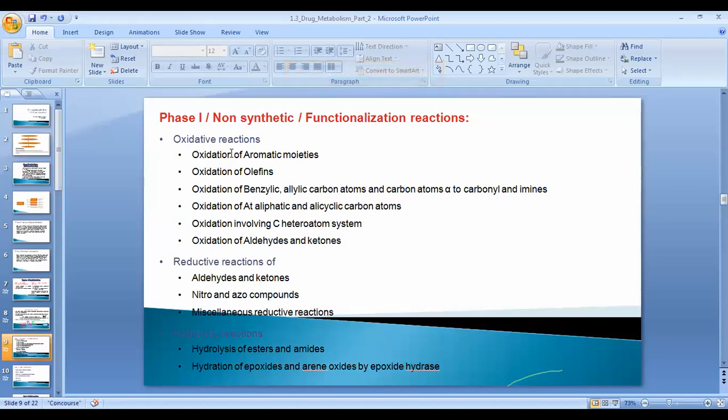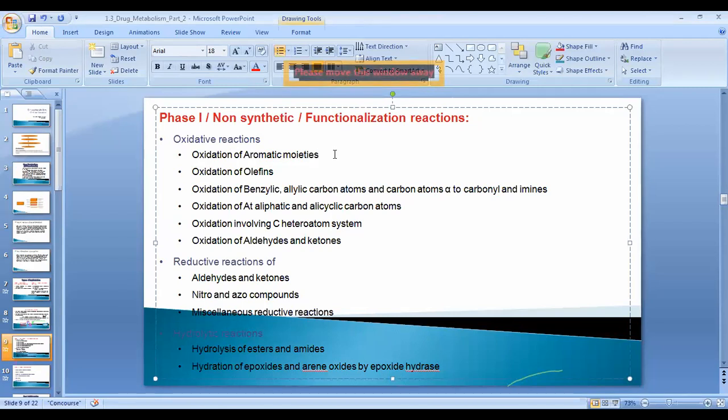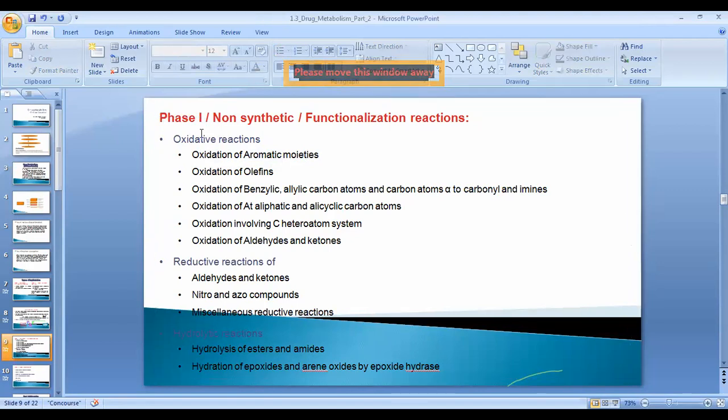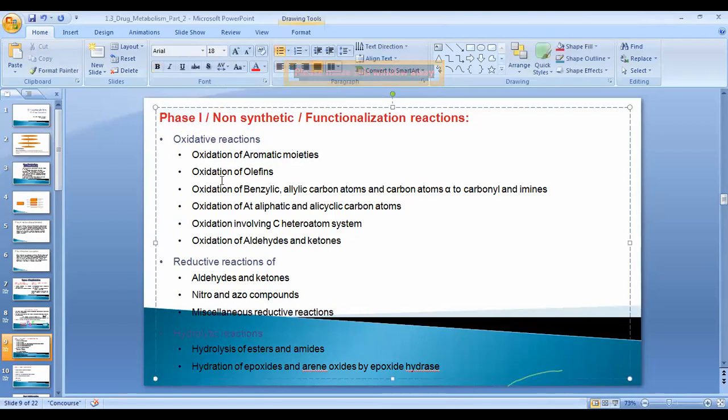Now what type of oxidation? Number 1, oxidation of aromatic moieties. See, so many drug molecules available for the treatment of n number of diseases possess an aromatic ring. And for the oxidation of those aromatic moieties, that is phase 1 metabolism, those types of drug molecules are metabolized through which type of process? Phase 1 processes. Then oxidation of olefins, lipid molecules which are used for the treatment. Then oxidation of benzylic and allylic carbon atoms, and carbon atoms alpha to the carbonyl and imines.